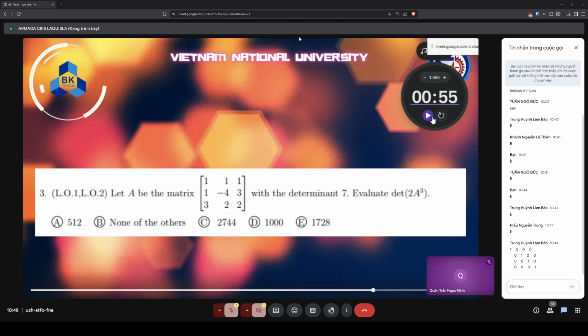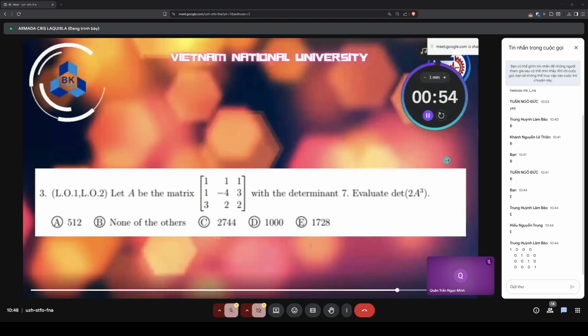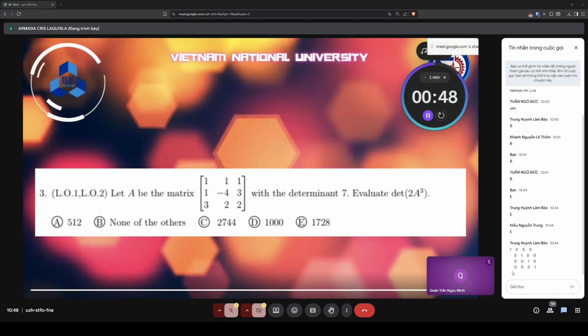Now, if you remember, your 2 there must be raised to the order of n. This is a 3 by 3 matrix, so your 2 must be raised to 3. And then your determinant of A here, that is cubed there. So determinant of A times determinant of A times determinant of A. And your determinant is 7. So what is the answer? You should have an answer now.